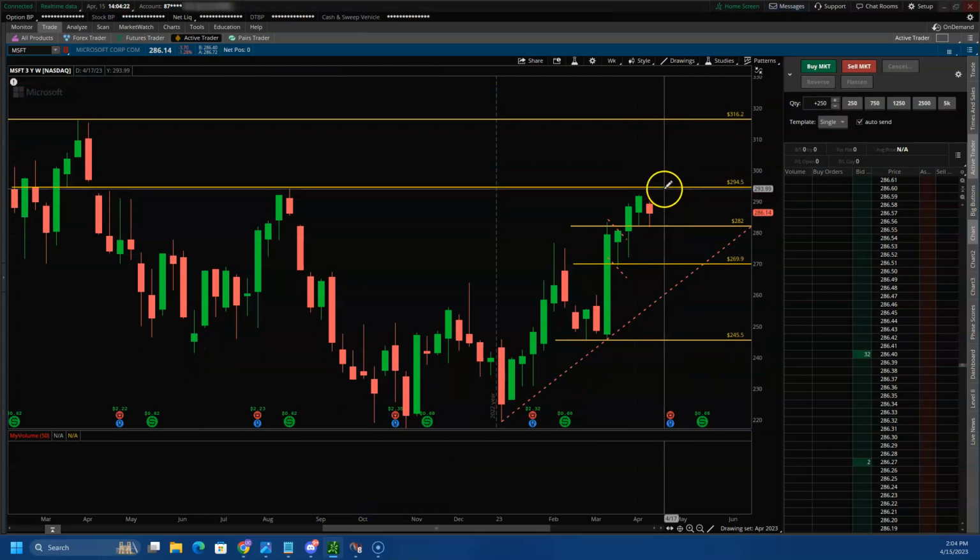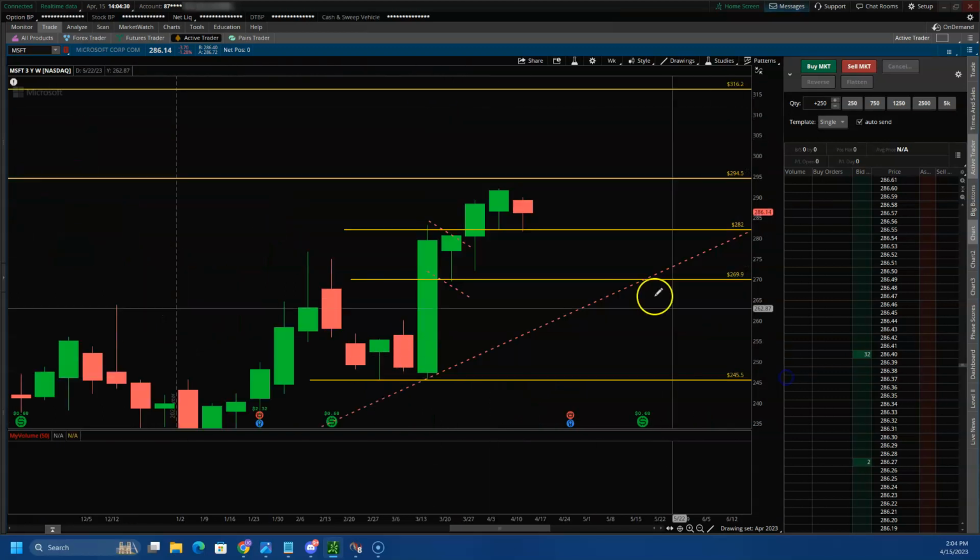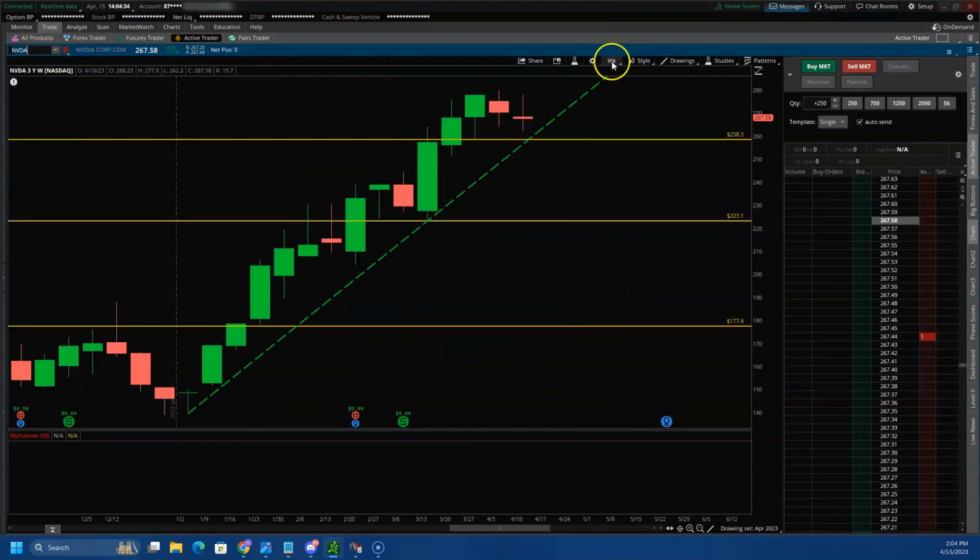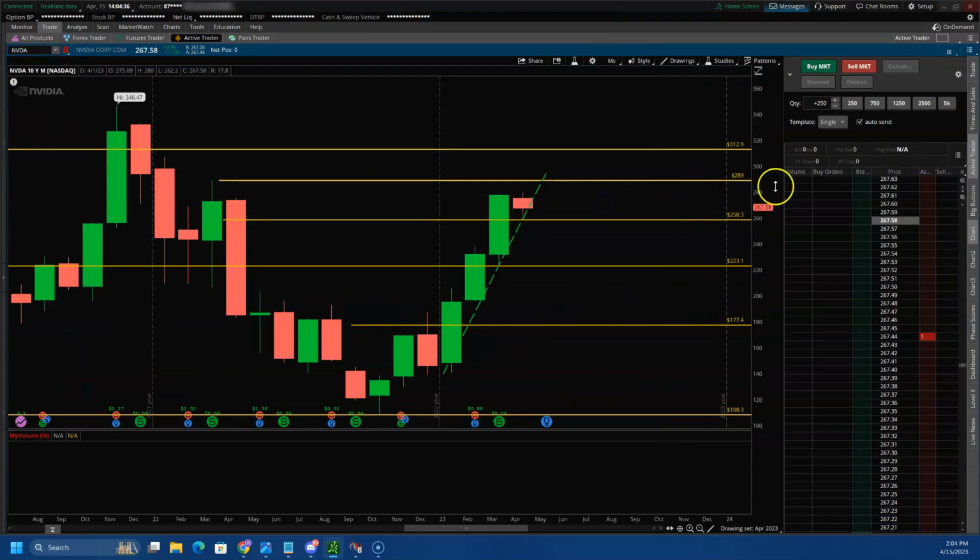But you can always, again, first touch resistance can also be in play, where you short this name at 294.5 for a quick scalp or something like that. Okay, let's take a look at NVIDIA, which has been on an absolute tear.